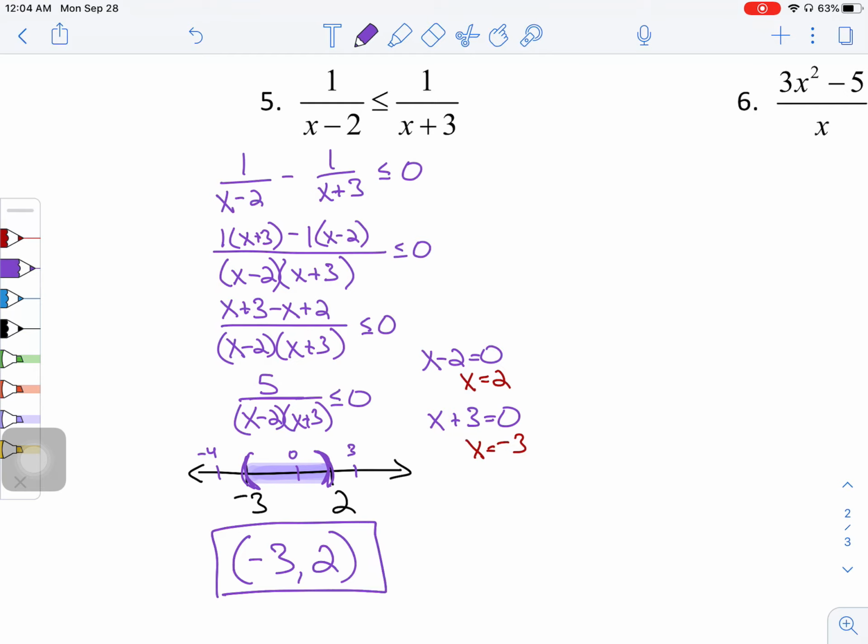So any value from -3 till +2 will work to make this inequality true, but that's all the values that will work.